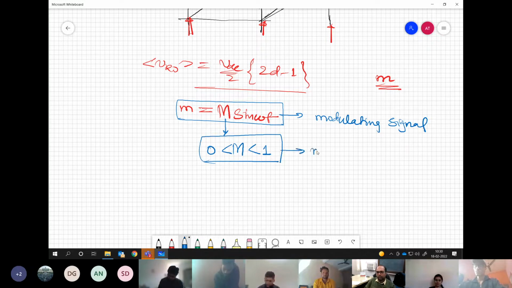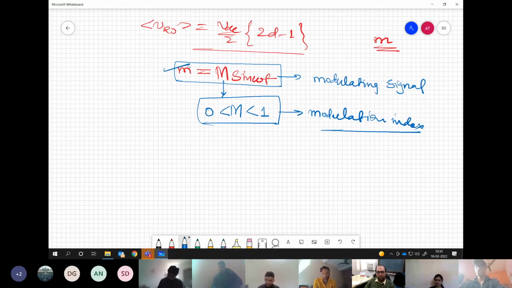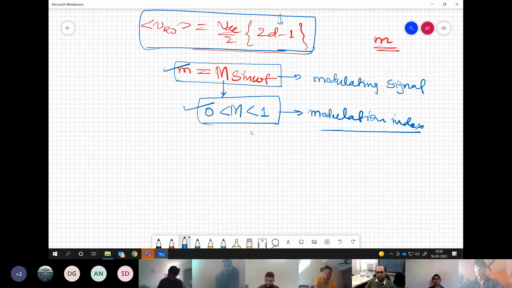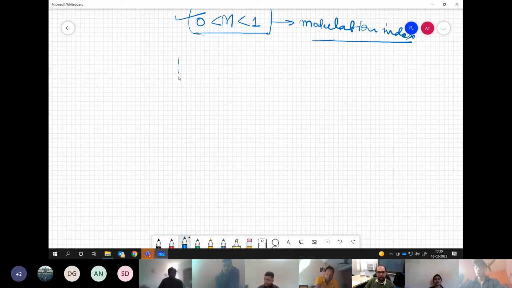And this capital M, which defines the peak of this modulating signal, is always between 0 and 1. And this is here called the modulation index. We have seen another modulation index in the low switching frequency case. How this is different or related, we will see shortly. So this is what we have as the modulating signal and the modulation index, and this is what our average V_RO is with respect to our duty ratio. Now we are trying to correlate our reference signal or modulating signal with the V_RO. So what we do basically, we again go back to our ramp and the comparison.